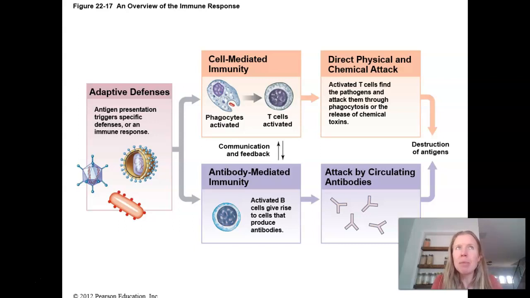The other type is antibody mediated immunity, which is sometimes called humoral immunity. And remember, humoral is just an old way to say the body fluids. So humoral immunity is through antibodies. So B lymphocytes give rise to these antibodies that are then going to circulate through the blood. And either way, right, we're working on destroying that pathogen.